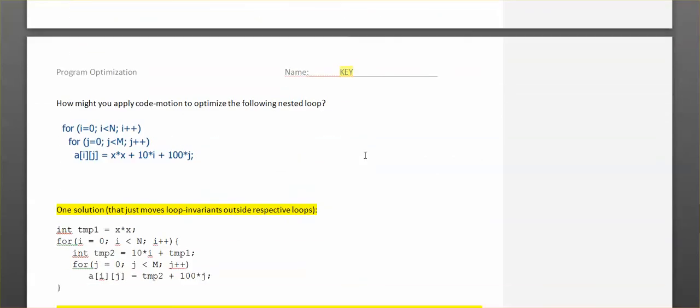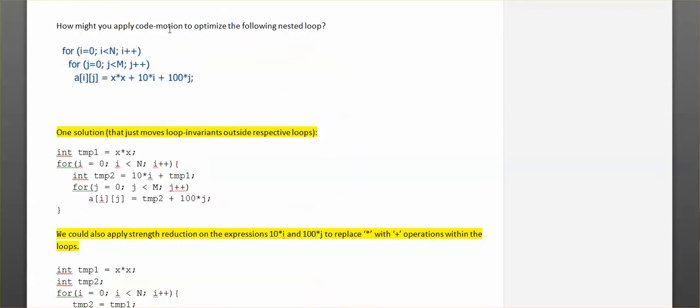So the last problem: how might you apply code motion to optimize the following nested loop? Well, code motion is going to be looking for loop invariant expressions somewhere, usually inside the most nested part of a loop, or it could be anywhere though. So we're looking at a doubly nested loop. i goes from 0 to n minus 1, j goes from 0 to m minus 1, and inside here we have some expressions to assign to a two-dimensional array.